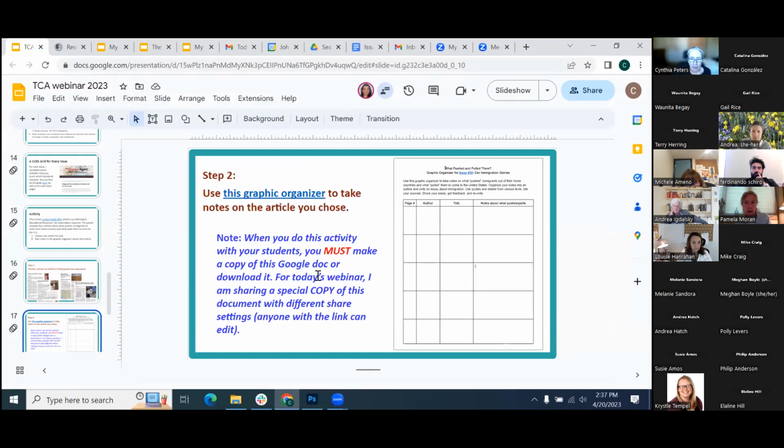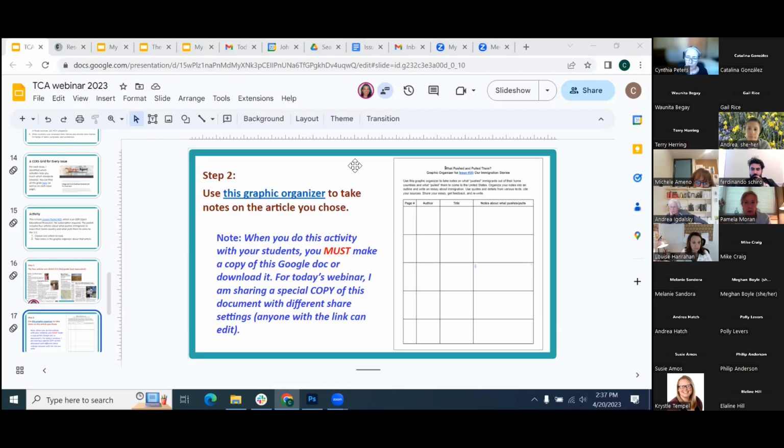But I did make a special graphic organizer for our workshop today, and that is the one I would like Catalina to put into the chat. This one is special. It's anybody with the link can edit. And so, yes, Catalina, it would be great if you could share the packet and the Google Doc.